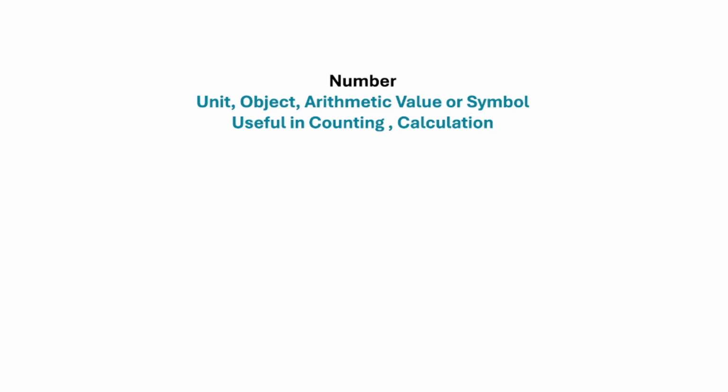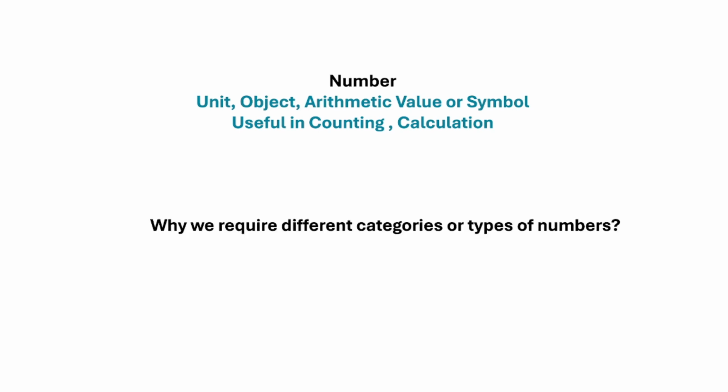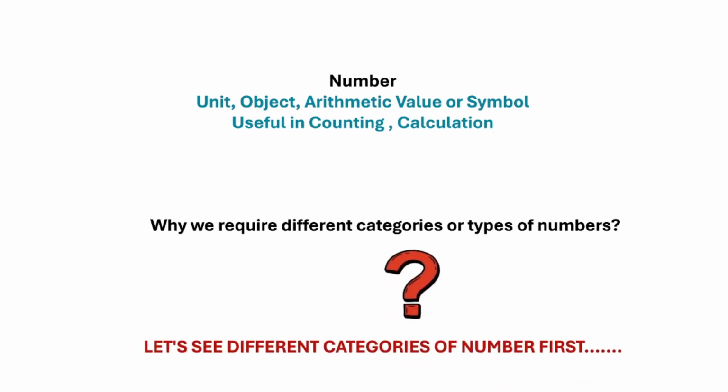So we have our real-time number system which we are using, and we discussed in our previous lectures what number system we are using. Then why do we need different categories of numbers? Because now we are familiar with numbers, we are using them for counting and calculation in our day-to-day life. Then why do we require different categories of numbers, and what are those categories? If you understand the different categories of numbers, it will be easier for you to answer this question as well.